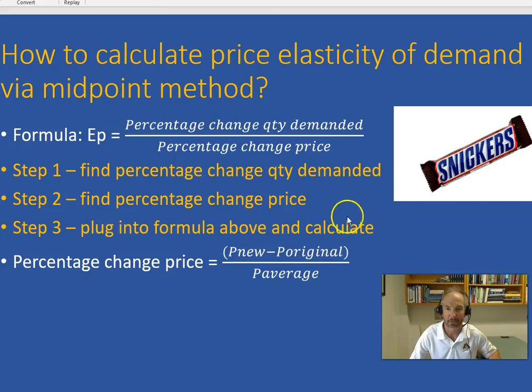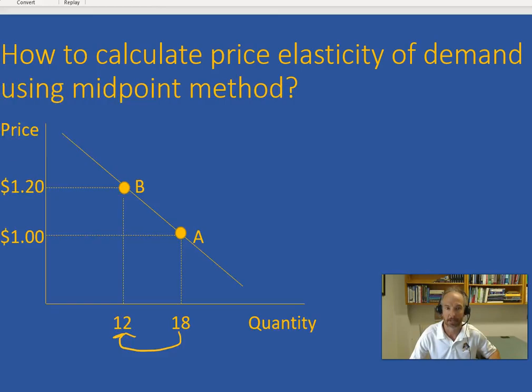Let's do an example. And I'm going to do an example first with the quantities for this Snickers bar. Okay, so here's the graph, the demand curve. And we have prices of our Snickers bar on the vertical, and on the horizontal we have the number of Snickers bars. Here I have point A and point B, but this designation doesn't matter. We will get the same price elasticity of demand calculation whether we're going from A to B or B to A because we're using the midpoint.